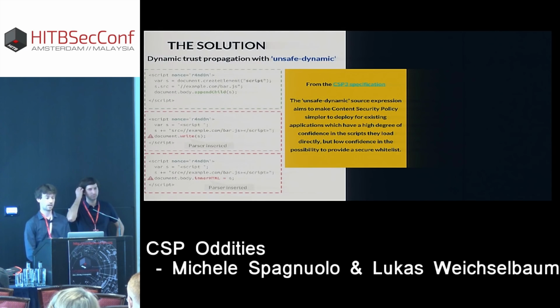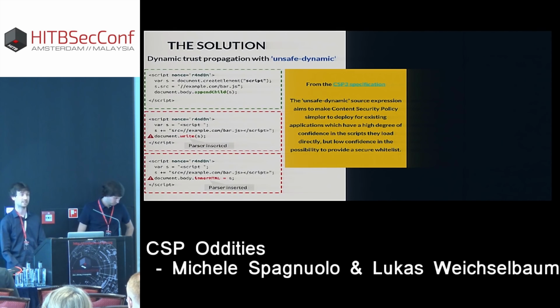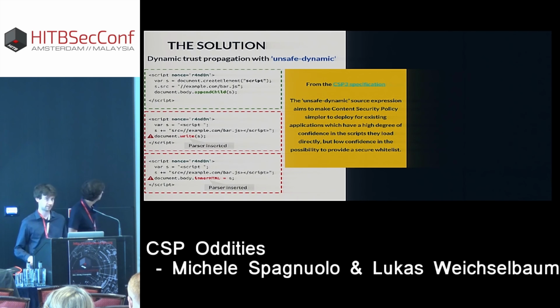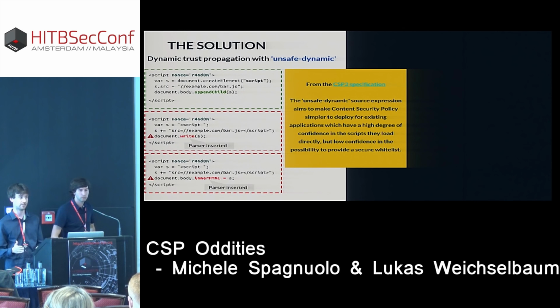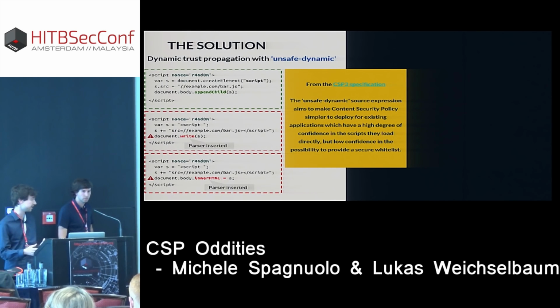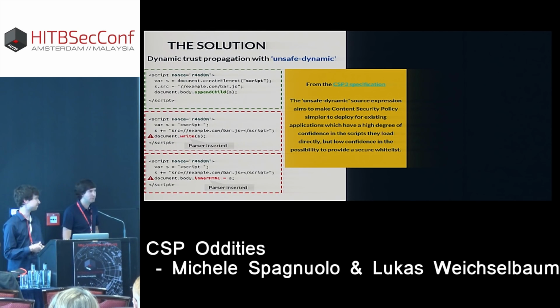Okay, so we propose a solution which is called unsafe-dynamic, and it is a proposal in the draft of the next iteration of CSP, CSP3. It might change name; we might see it in the specification with another name, like allow-dynamic, because we are not super comfortable with the unsafe part, since it will actually make the policies much easier to deploy and also safer.